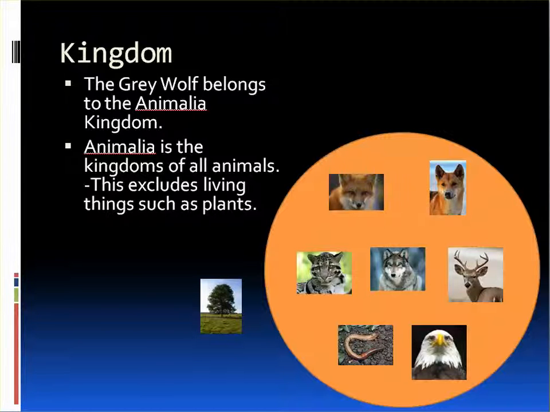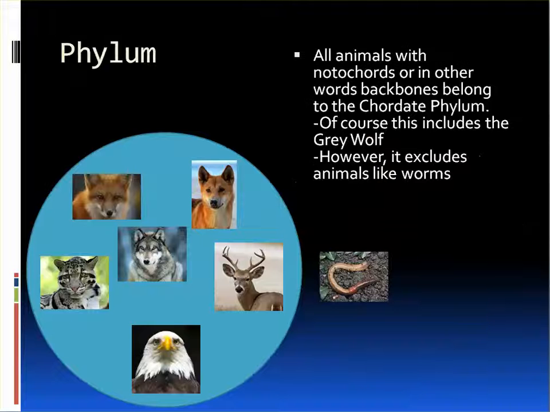For further breakdown, we move down to the phylum. All the animals with notochords, or in other words, a backbone, belong to the chordate phylum. The chordate phylum means all the animals in here have a backbone. So little spineless guys like the worm fall out of this category.